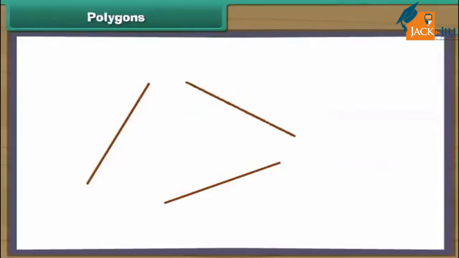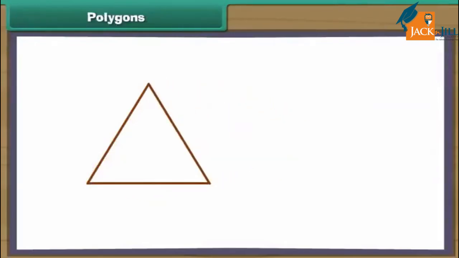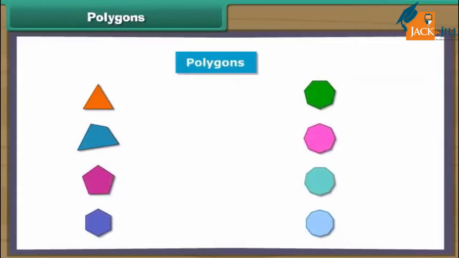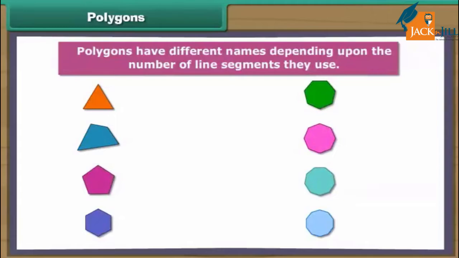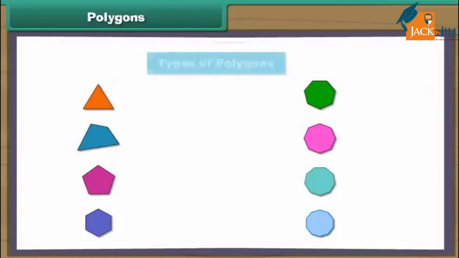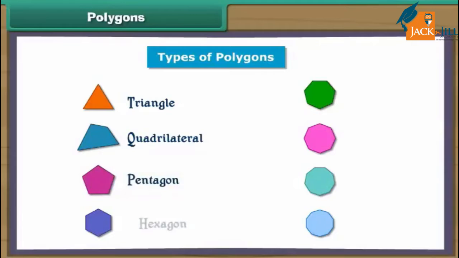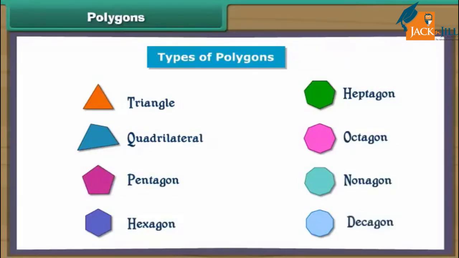Polygons. We can form different shapes by enclosing them with line segments on all sides. Such closed figures are known as polygons. Polygons have different names depending upon the number of line segments they use. Here we look at the following types of polygons. They are triangle, quadrilateral, pentagon, hexagon, heptagon, octagon, nonagon, and decagon.